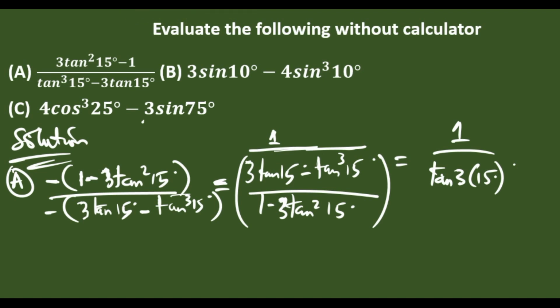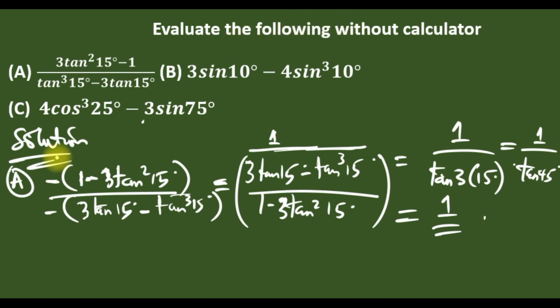So it's a tricky one, but it's simple. Which is the same as tan 45. We know that tan 45 is 1. So the answer is 1 over 1, which is 1. So it's a tricky one.